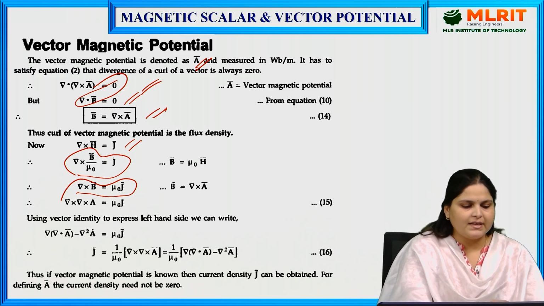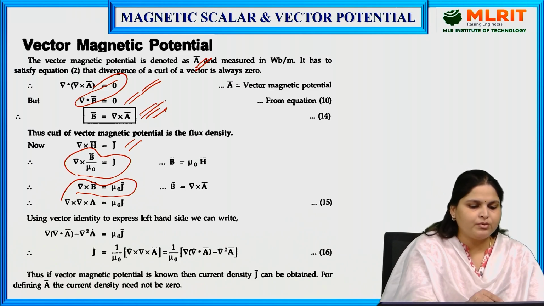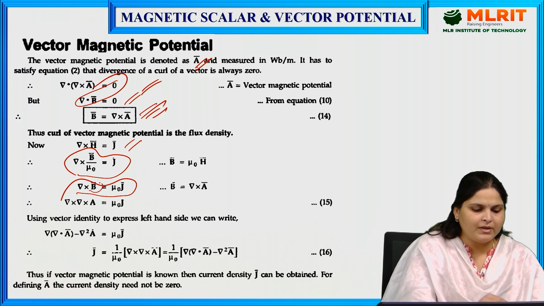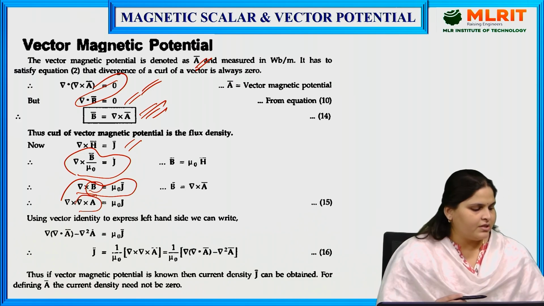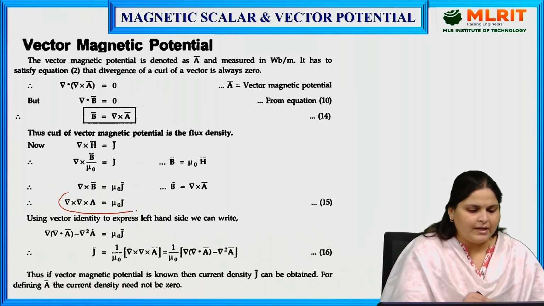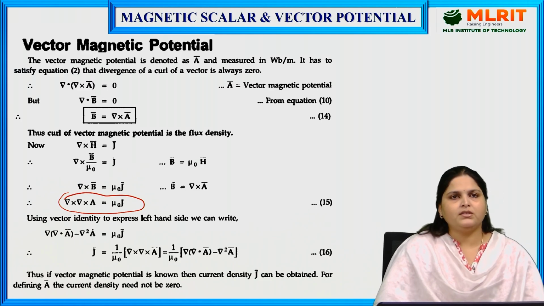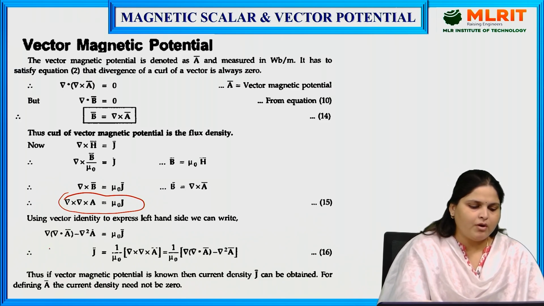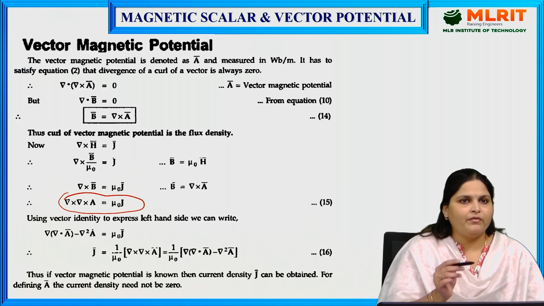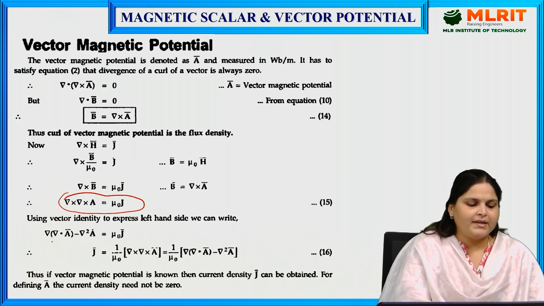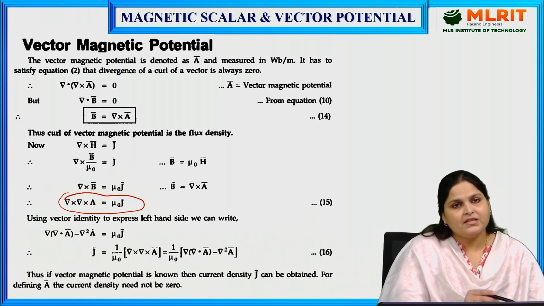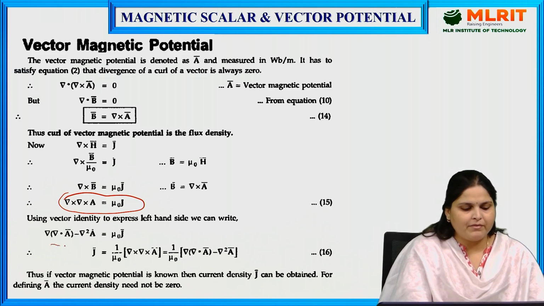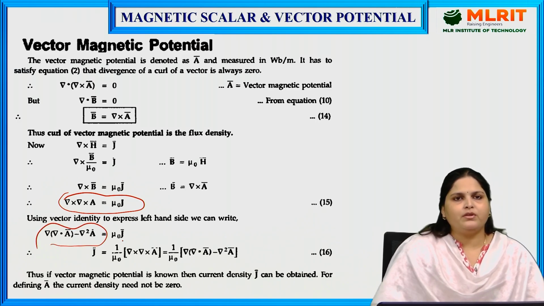Because B is equal to del cross A, in place of B we can write del cross A. So this formula becomes del cross del cross A is equal to mu naught J. Again, we will use one vector identity to express the left-hand side: curl of curl of any vector is equal to gradient of divergence of that vector minus Laplacian of that vector. In the same way we have written it, and that will be equal to mu naught J.